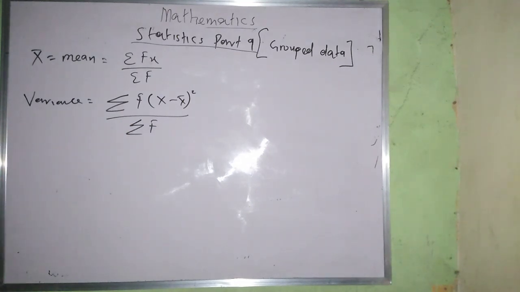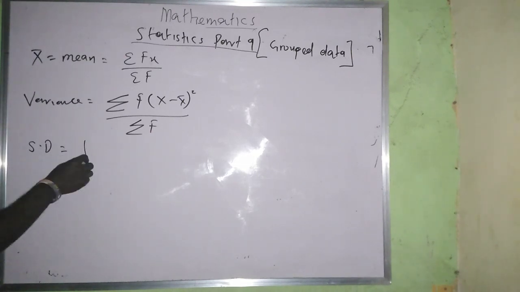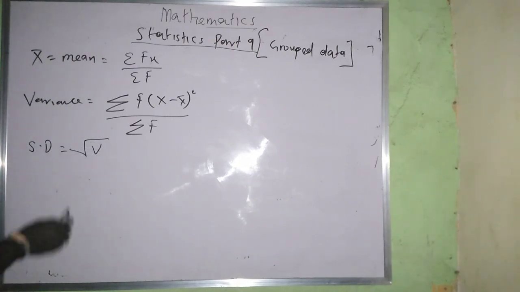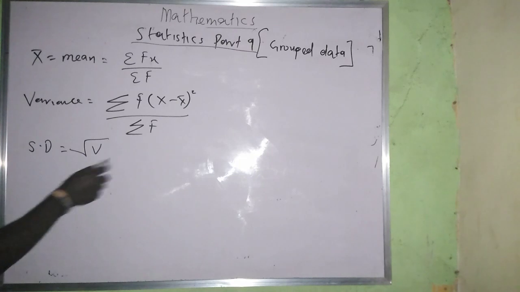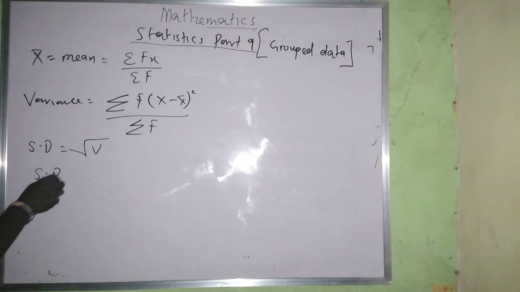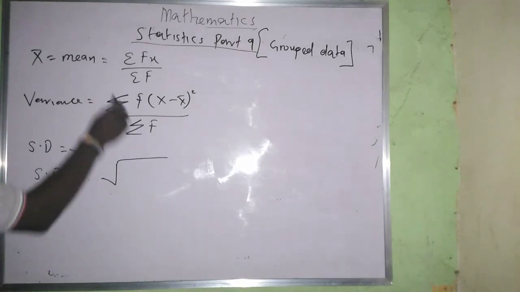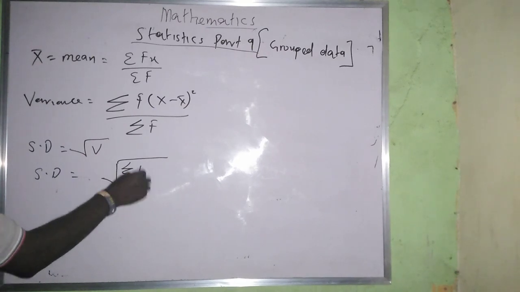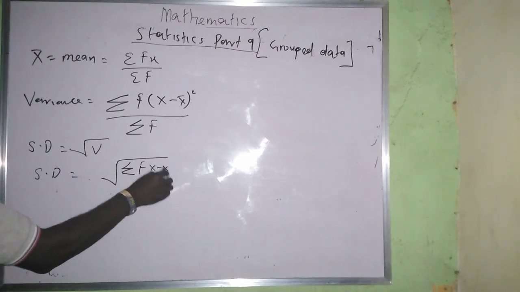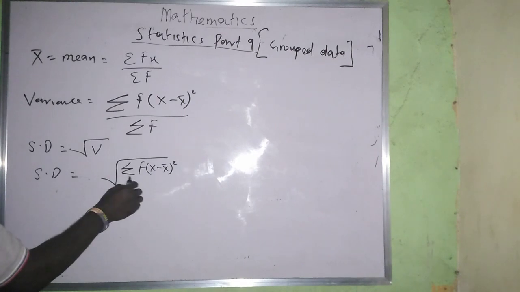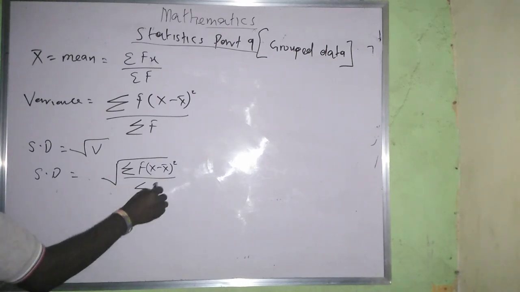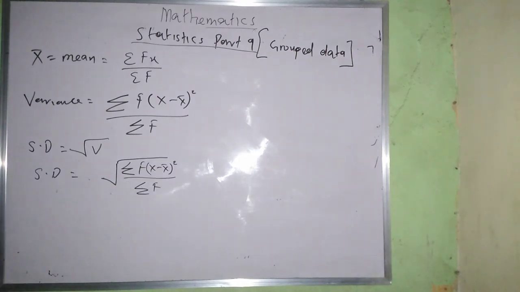The next one is standard deviation. My SD is equal to the root of variance. It means my standard deviation will be the square root of whatever we get here: summation of f times s minus s bar squared, divided by summation of f. That is my standard deviation.